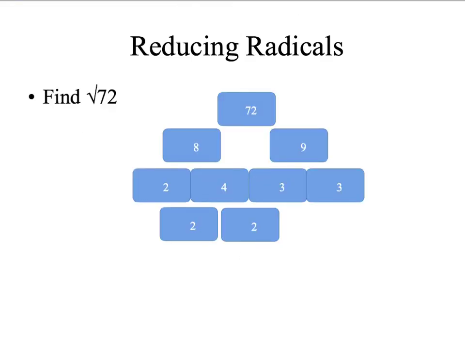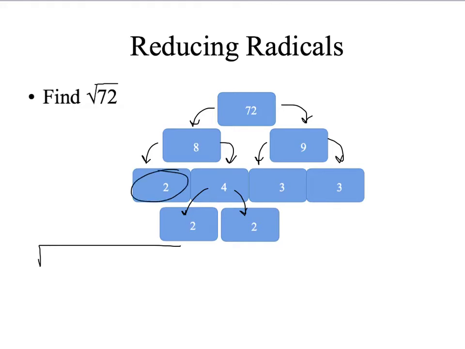So let's learn how to do this. We want to find the square root of 72. So I'm going to break 72 up. 72 is 8 times 9, right? 8 is 2 times 4. 9 is 3 times 3. And 4 is 2 times 2, right? So that means that the square root of 72 is equal to the square root of 2 times 2 times 2 times 3 times 3.